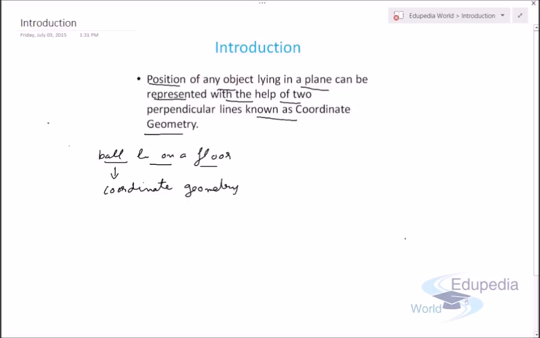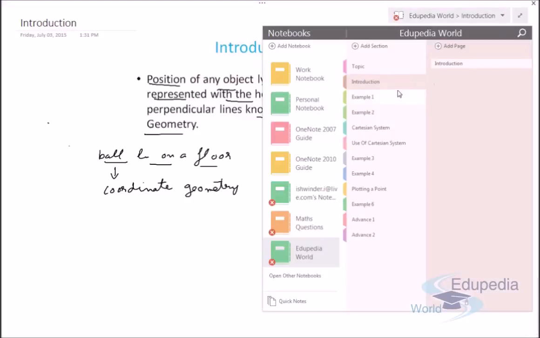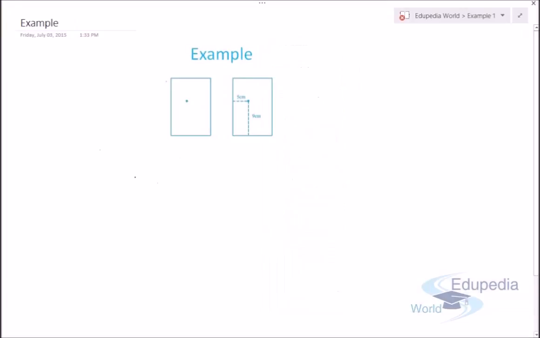Let me tell you one more example. Suppose we have a pen lying on a table. Now somebody asks you, tell me the position of the pen on the table. So you can't say that it's lying on the upper half of the left corner of the table. So that will not tell you the exact position of the pen. So you need some kind of more information to locate the exact position of the pen. So let's see how we can locate the exact position of an object on a plane.